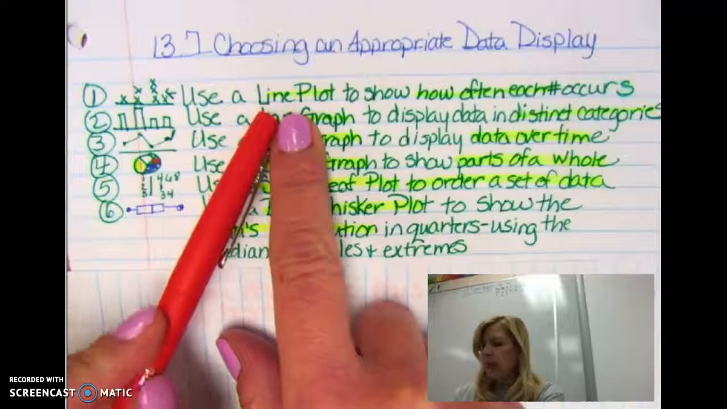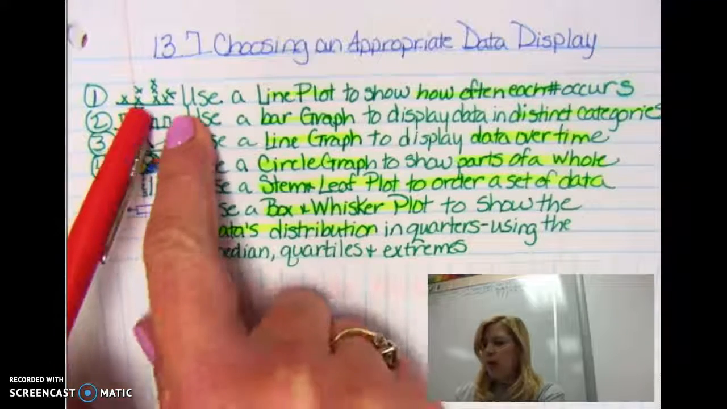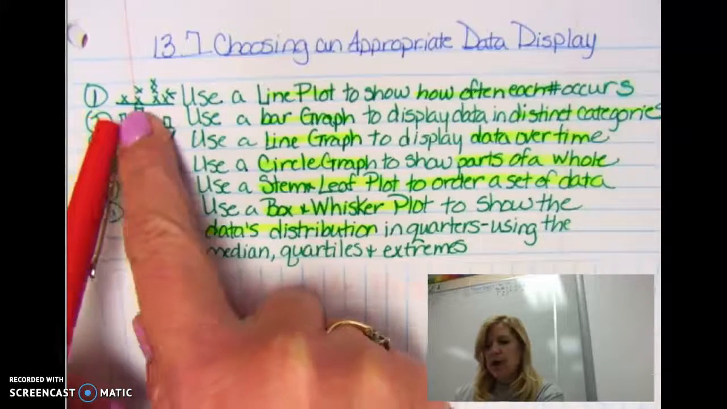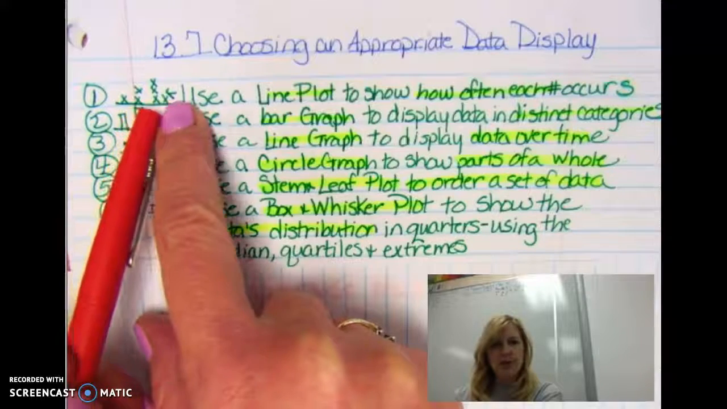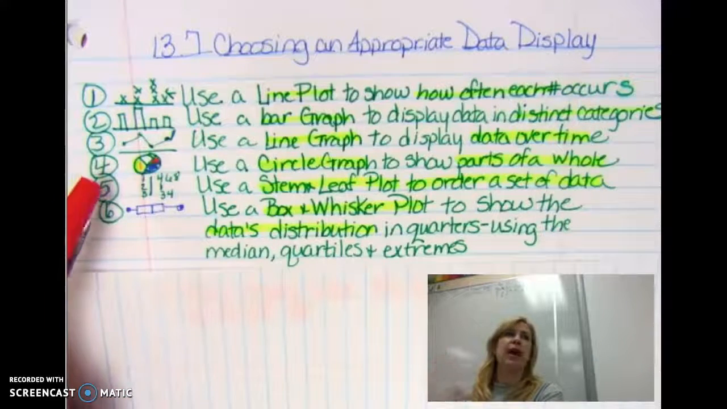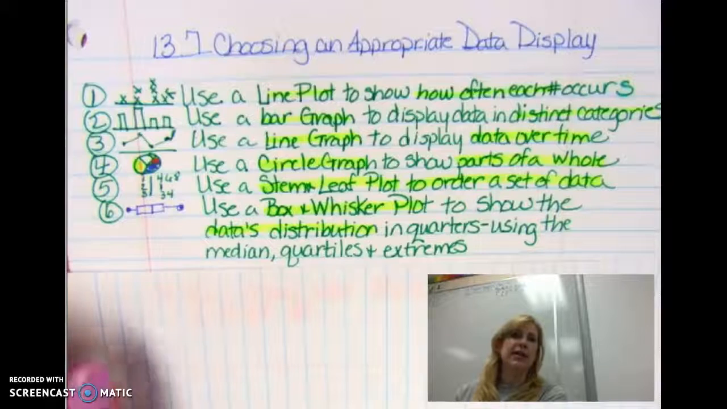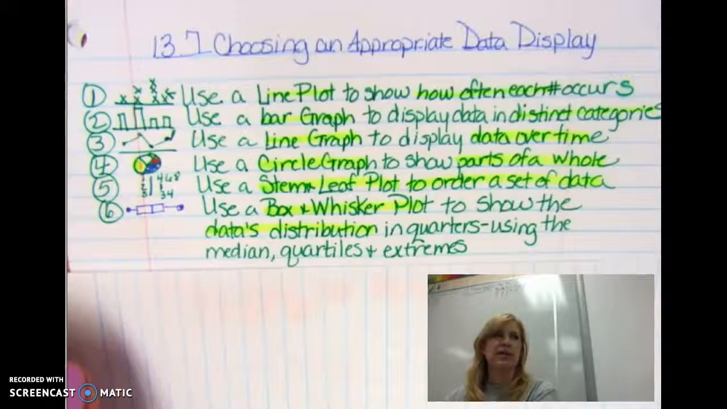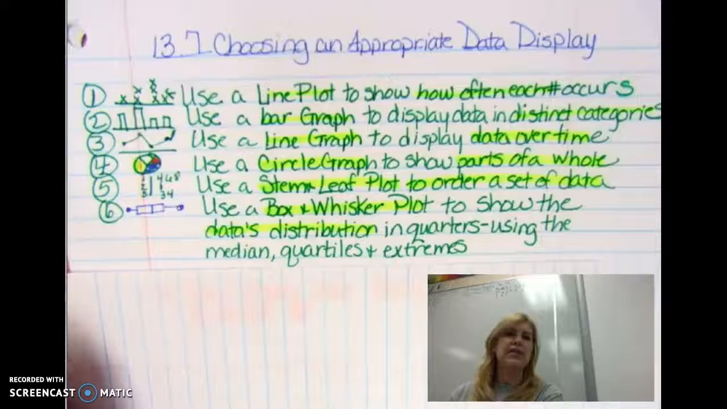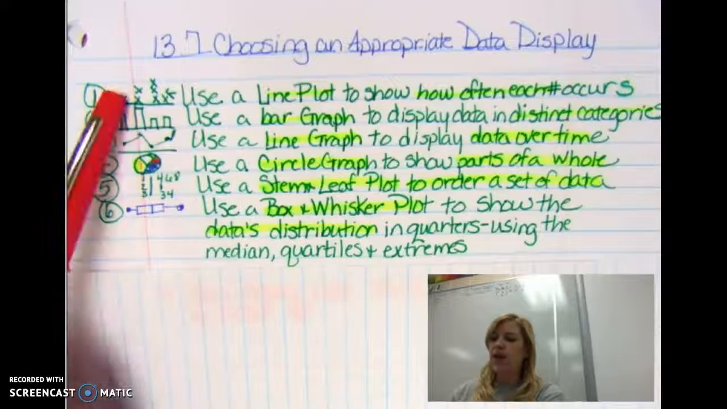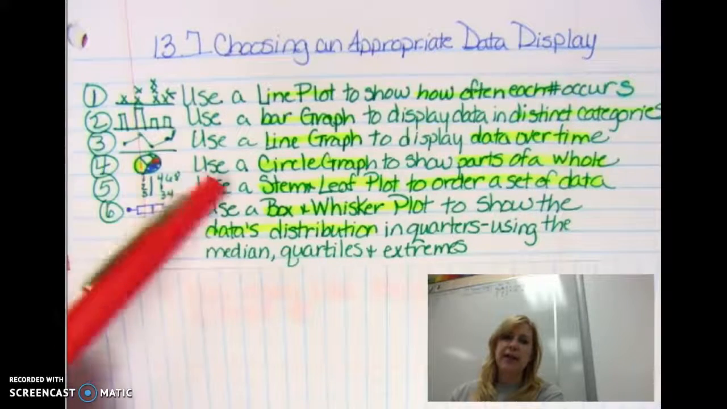So a line plot is showing how often each number occurs. So how many ones are there? How many twos, threes, fours? So I could do that on number missed on a test. How many kids missed one? How many kids missed two? How many kids missed three? That sort of thing. So it is drawing little X's.